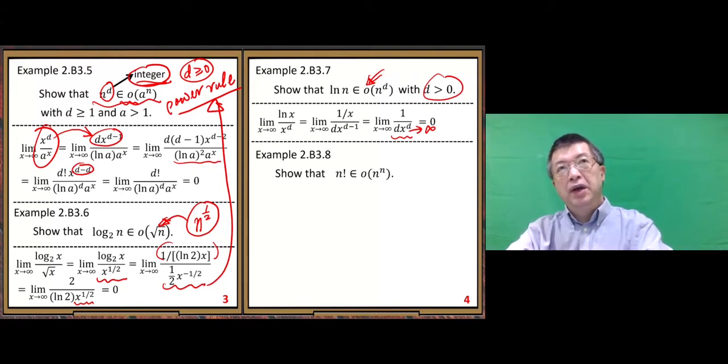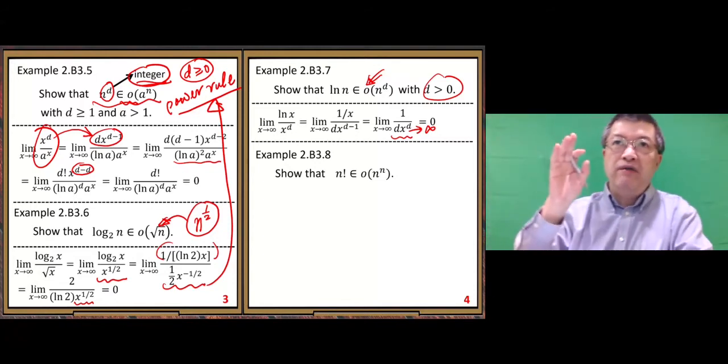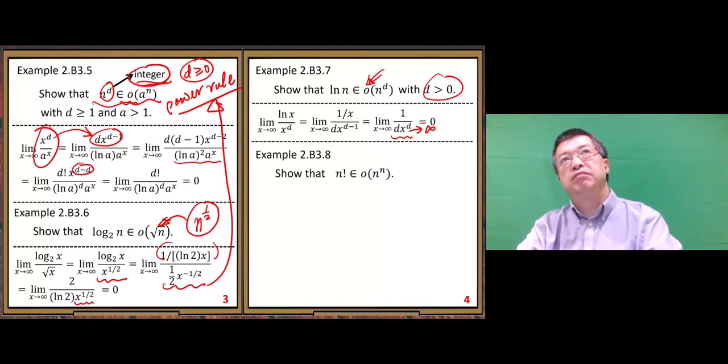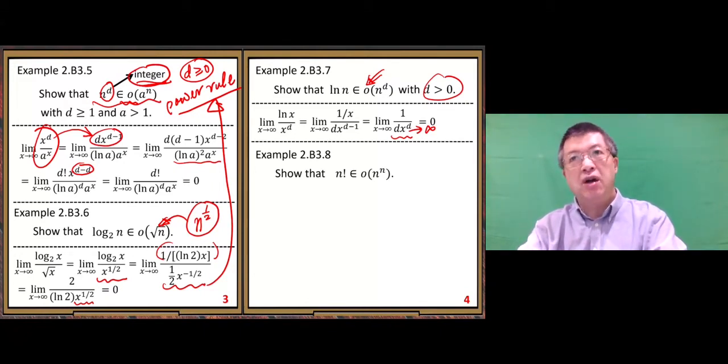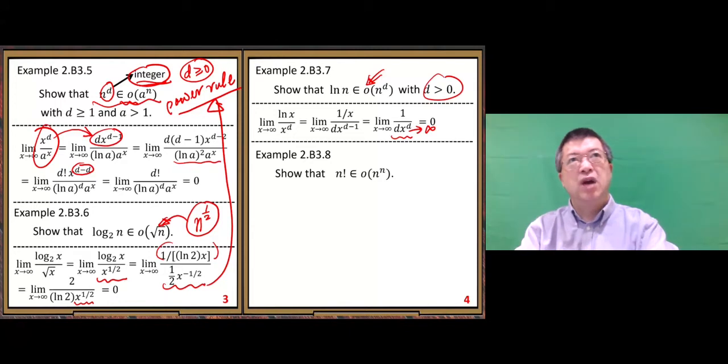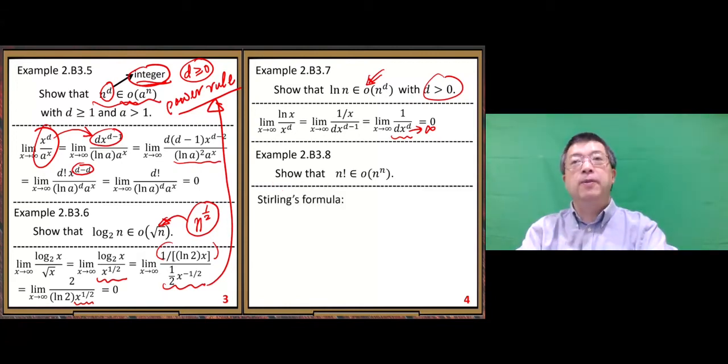In order to solve this problem, we need to use a very important formula. Without this formula, nobody can solve the problem. Probably there are other ways, but much more complicated. With this formula, it is not that hard to solve. It is called Stirling's formula. In Calculus 2, you may learn Stirling's formula, but you can also find it on the web.